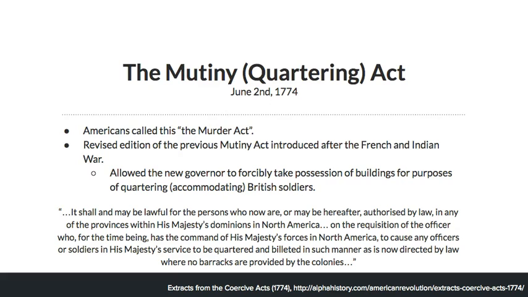So this didn't include private homes. However, it gave Thomas Gage a lot more power to just walk in and claim property from the people of Massachusetts. And that was a big problem in the eyes of the people of Massachusetts. One, because they're losing their property, but also because the property was being used to house standing armies.